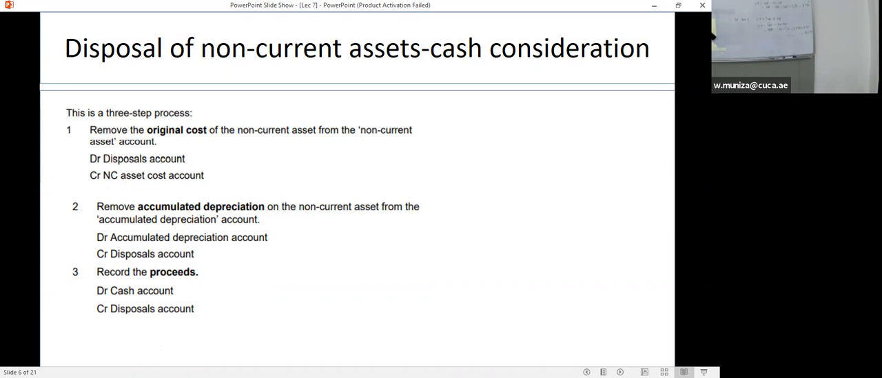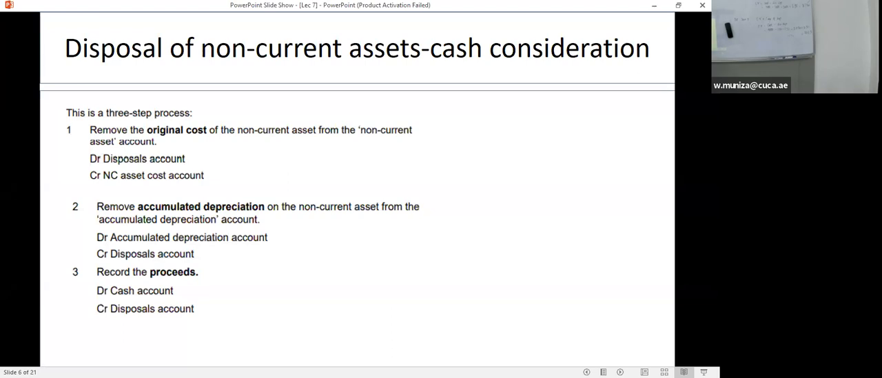Disposal account is going to be opened. This is the T account. Debit, credit. Is it, students? The first accounting entry, disposal account is getting debited. Over here, we are going to write an amount. The opposite account name is non-current asset cost account.